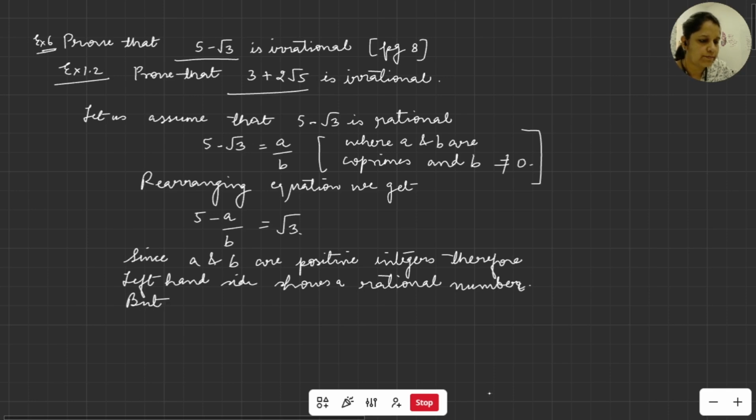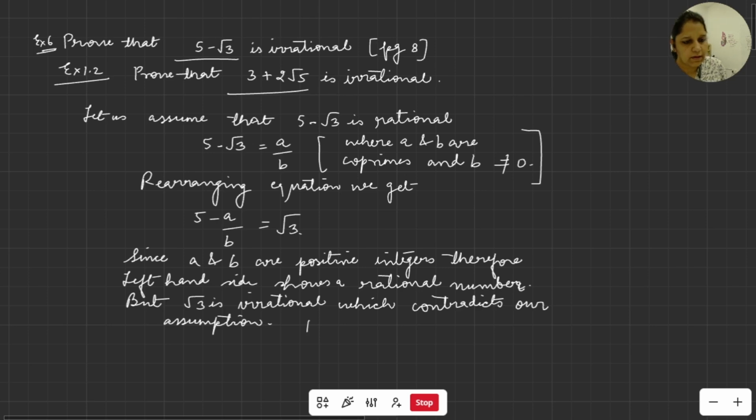But root 3 is irrational, which contradicts our assumption. Hence, 5 minus root 3 is irrational.